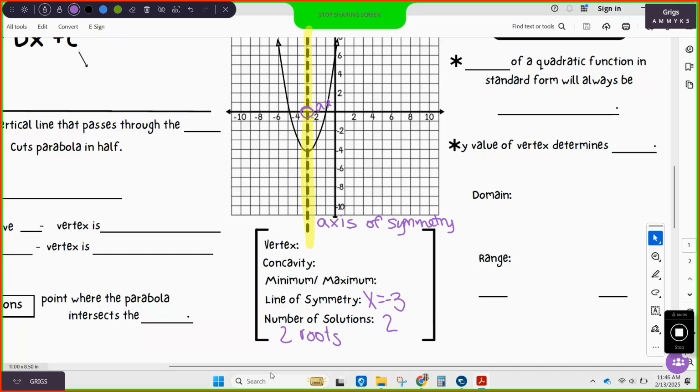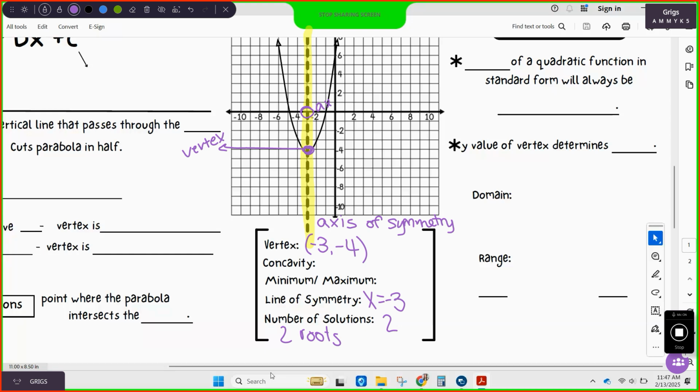Alright, let's look at the vertex. What's the vertex, the minimum or the maximum point on this graph? Minimum. Would you say that the vertex is right here? Yes. Okay, so I went over how many? -3. And down how many? 4. So my vertex point is at (-3, -4).